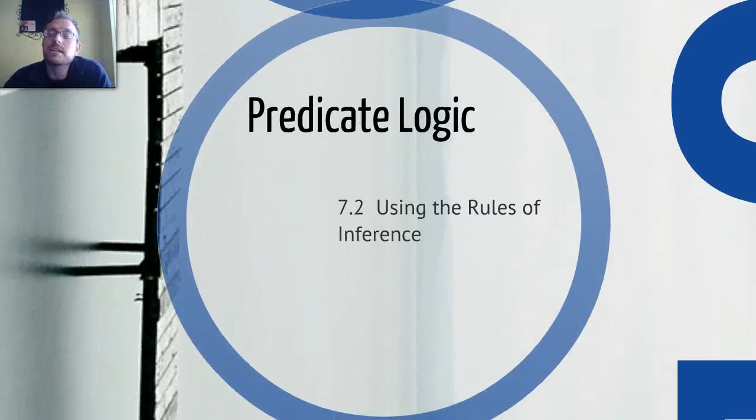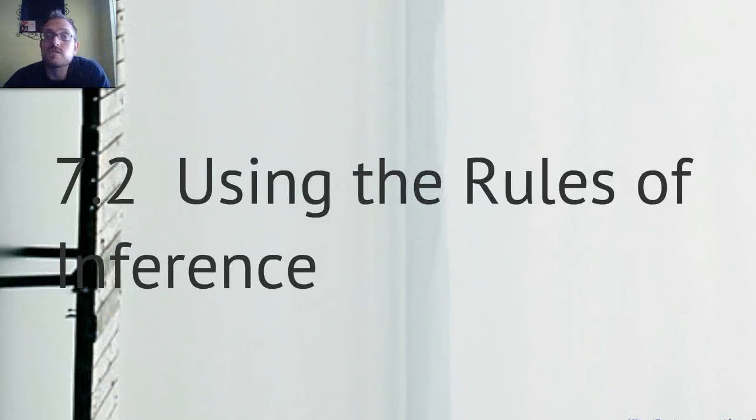Today we're looking at predicate logic, and we'll be looking at how to use the rules of inference within predicate logic. In particular, we'll be introducing the basic rules of universal generalization, universal instantiation, existential instantiation, and existential generalization.